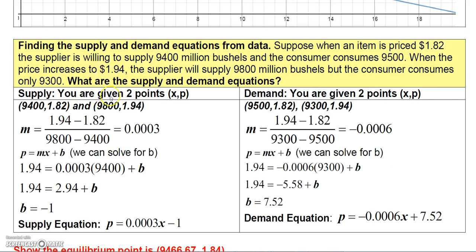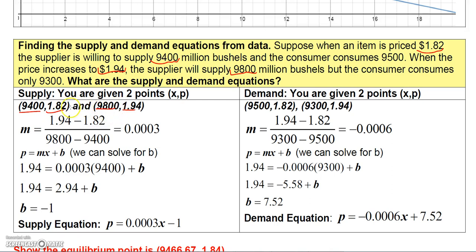Okay, so you're actually given 2 points, but you got to be careful here. What you have to realize is that when the price is $1.82, for the supply equation, you know the quantity is 9,400. Now I'm going to skip this other number because we want to get a new price. When the price is $1.94, the supply is 9,800. So basically we get a quantity of 9,400 when the price is $1.82 and a quantity of 9,800 when the price is $1.94. And both of these points are for the supply equation.